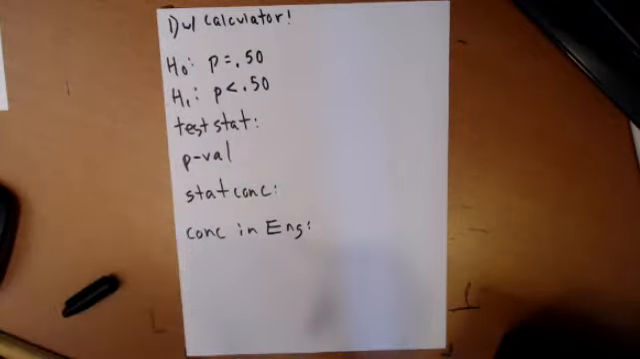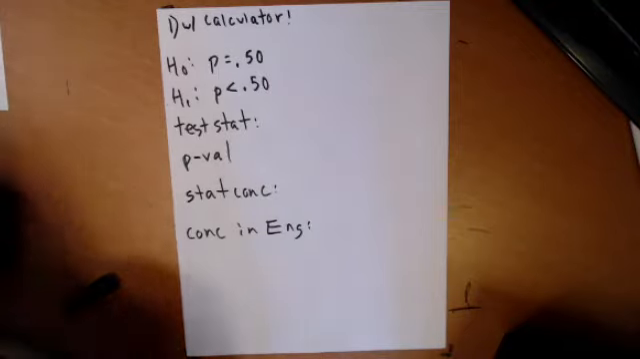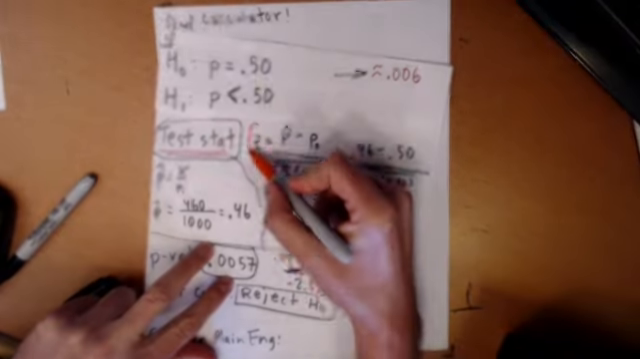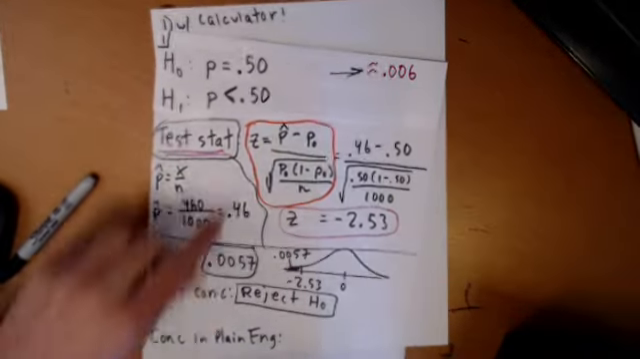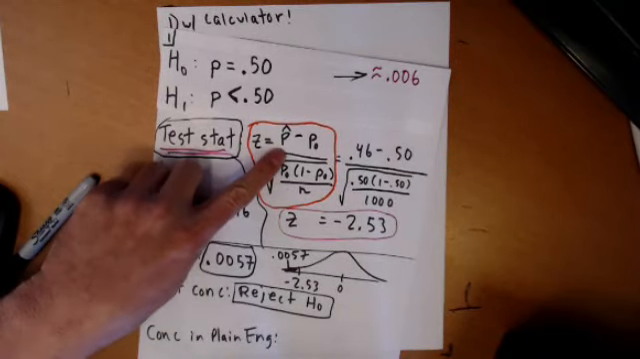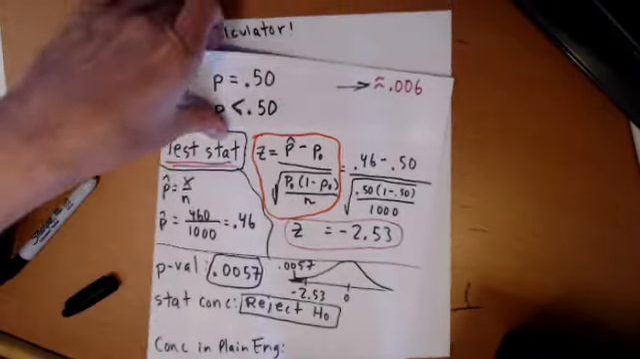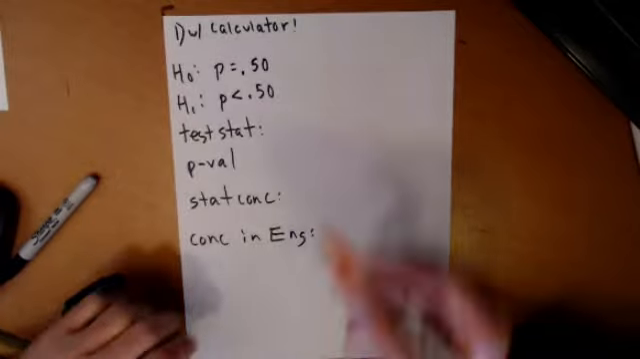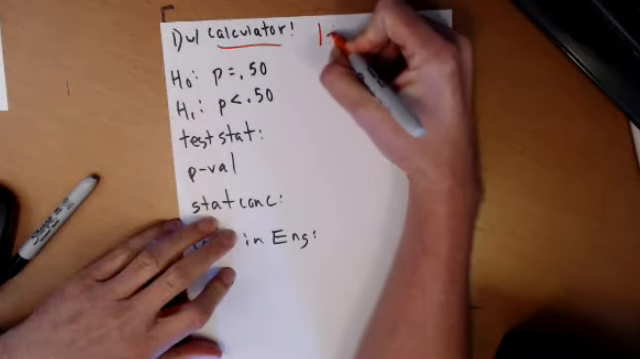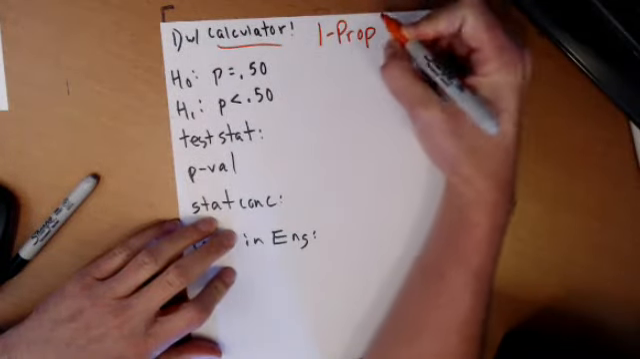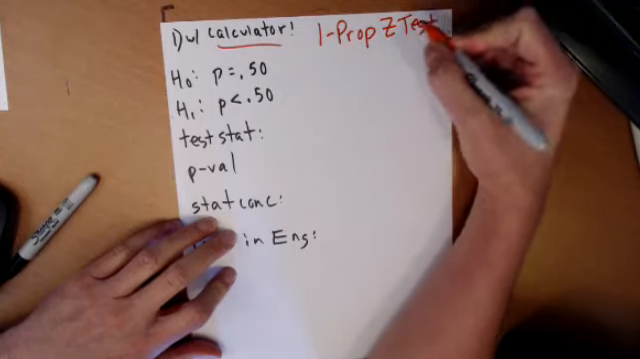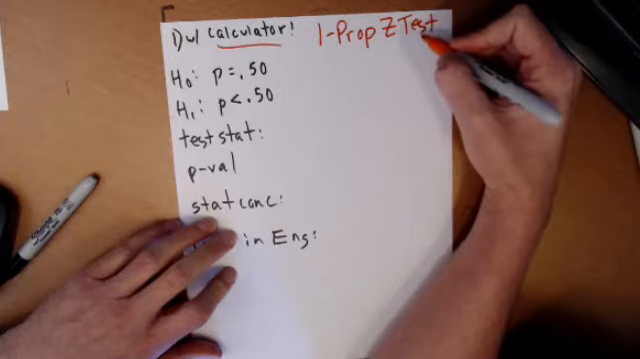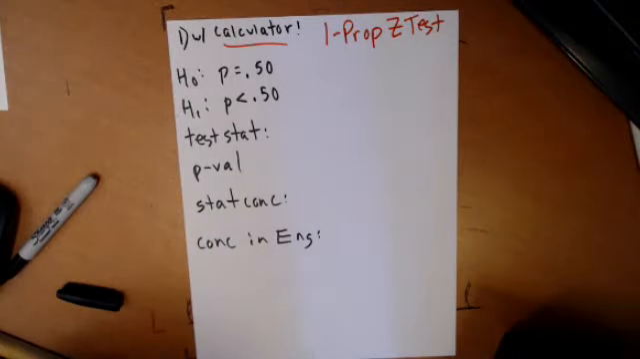Okay, our test stat, well, go back in time. Our test stat was this big, ugly formula, that crazy thing. You see how it's a Z? And there's one proportion, and it's a hypothesis test. So we are going to be using on our calculator the one proportion Z hypothesis test, one prop Z test.